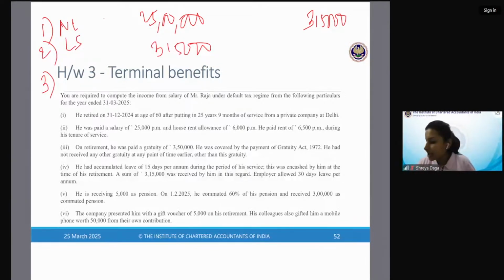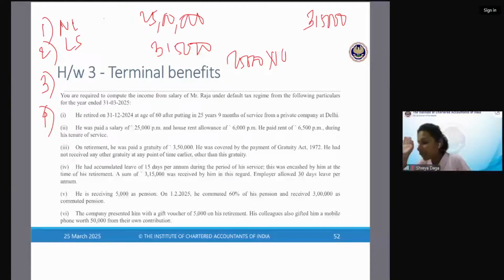Okay, all right. Some people have already calculated. Oh my God, let's be fast. So 10 months average salary will be 25,000 into 10, 2,50,000. Fourth part, let us calculate the leave entitlement. Leave entitlement over here will be 30 days per annum he was allowed, and he has served 25 years, 9 months. So you tell me how many years, how many days of leave was he allowed?